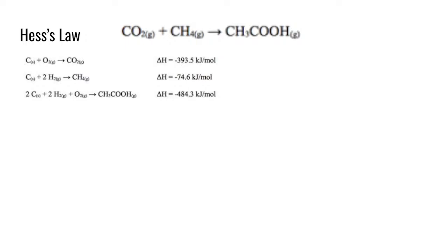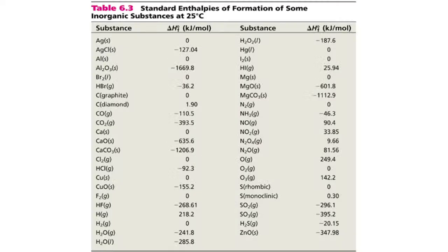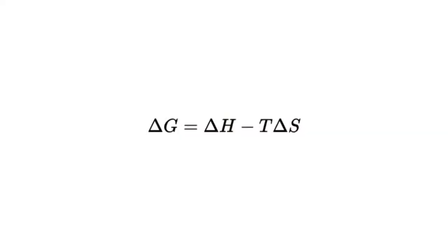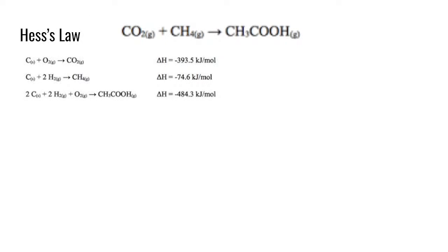So, if we're trying to find CO2 plus, is that methane? CH4. What's delta H? The enthalpy. So if we're trying to find the enthalpy of CO2 plus CH4 into CH2, and we have the enthalpies of these equations, we have to use Hess's law. What do we do?